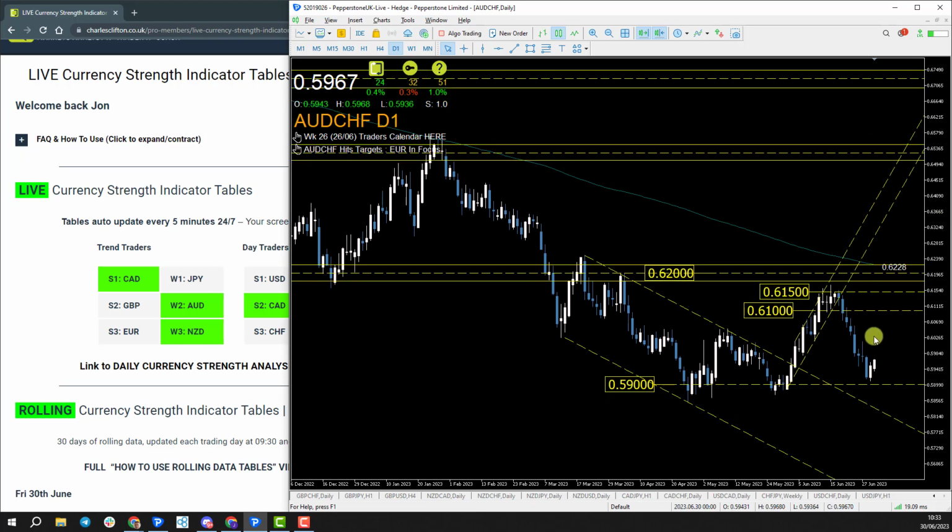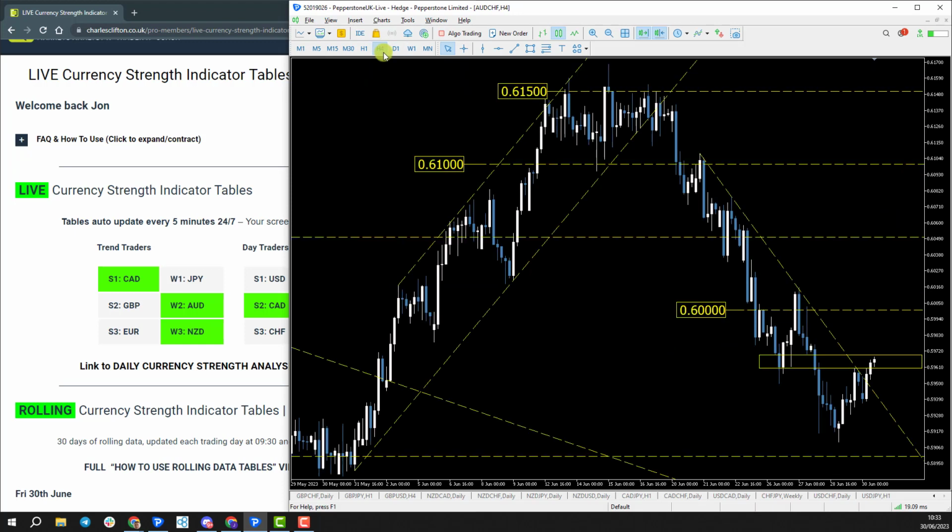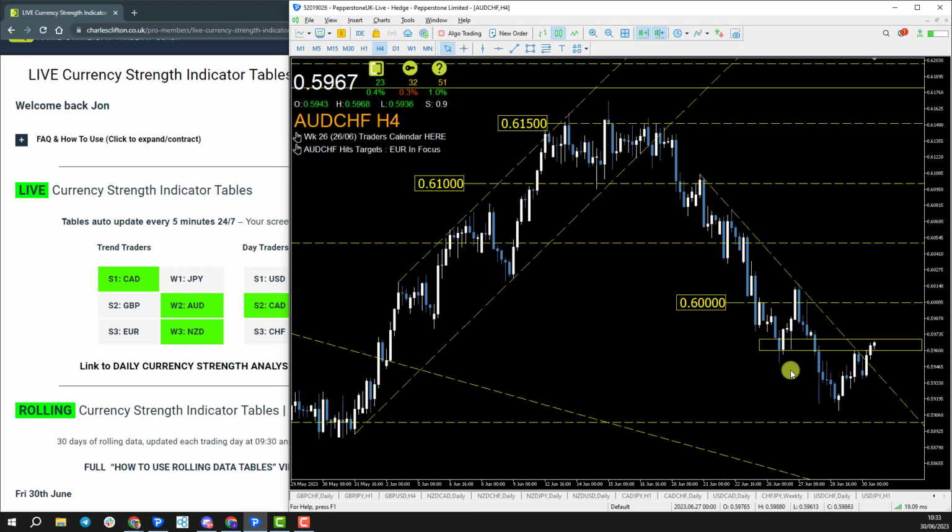But Aussie Swiss already produced for us this week, which was nice. So we'll see if it can produce for us again going into next week's trading as well.